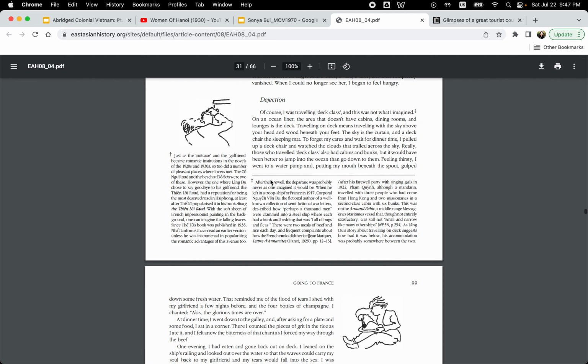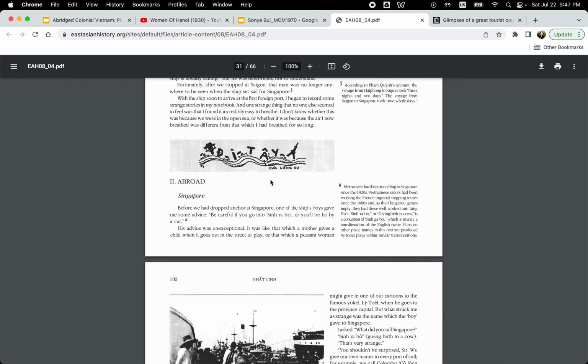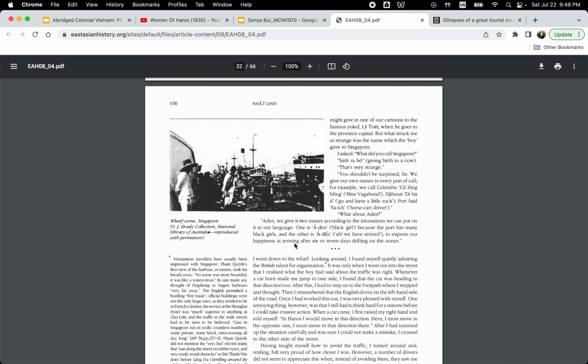I think one of the interesting experiences I wanted to mention is that he travels and stops in Singapore. He goes by boat, and there are a lot of really interesting jokes.